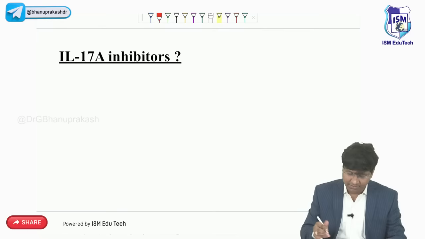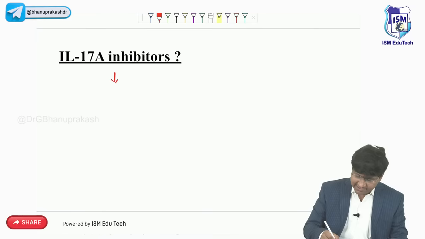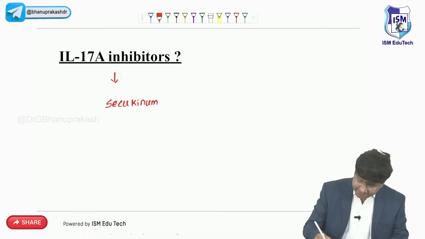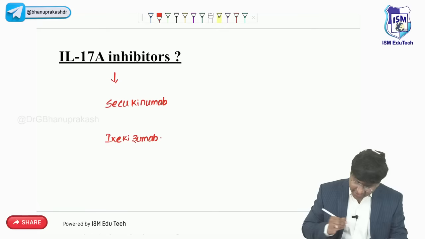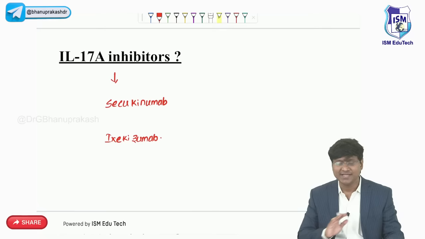And what will be those interleukin 17A inhibitors? That includes secukinumab, and one more drug will be ixekizumab. Okay, so these are the two important new drugs for your ankylosing spondylitis. Okay, so this finishes the ankylosing spondylitis.